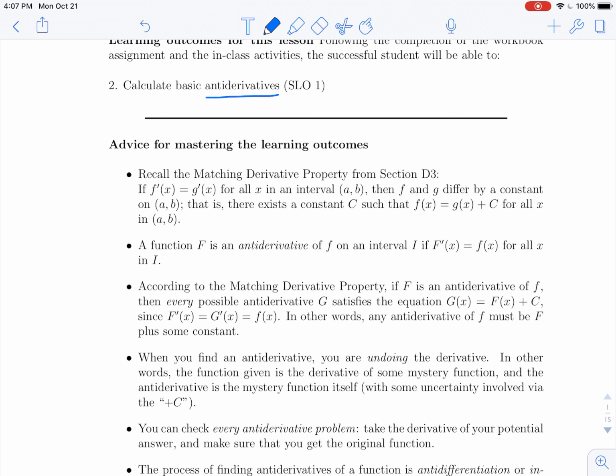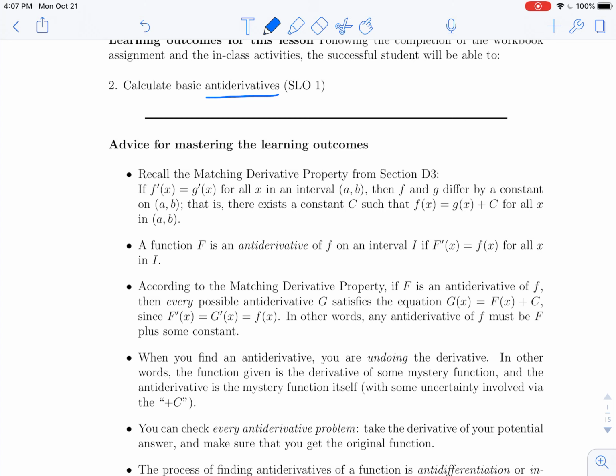If f prime of x equals g prime of x for all x in an open interval (a, b), then f and g differ by a constant on the open interval (a, b). That is, there exists a constant c such that f of x is equal to g of x plus c for all x in the open interval (a, b).